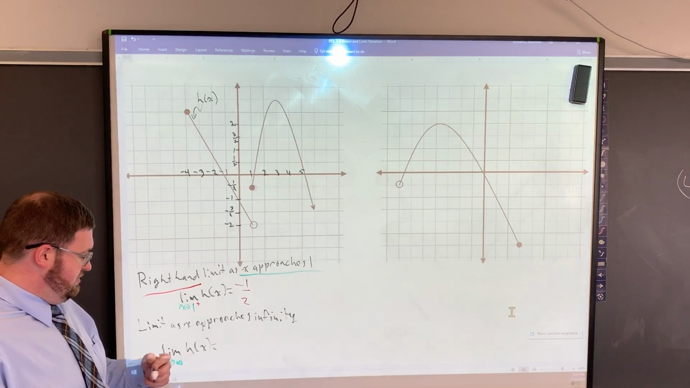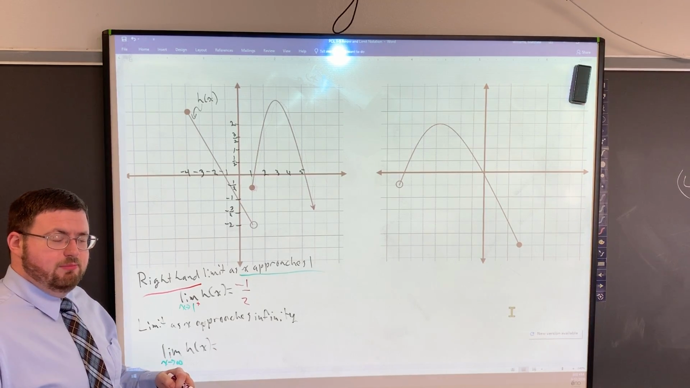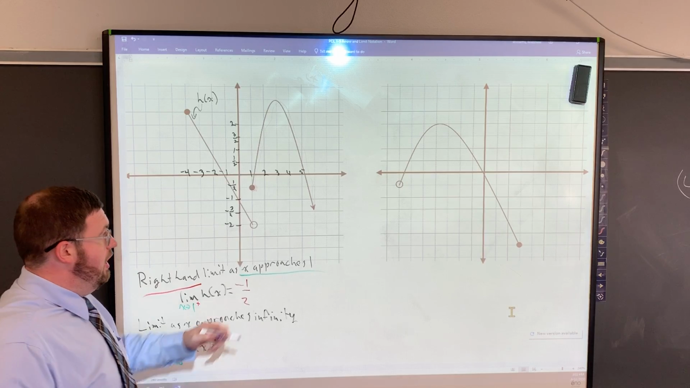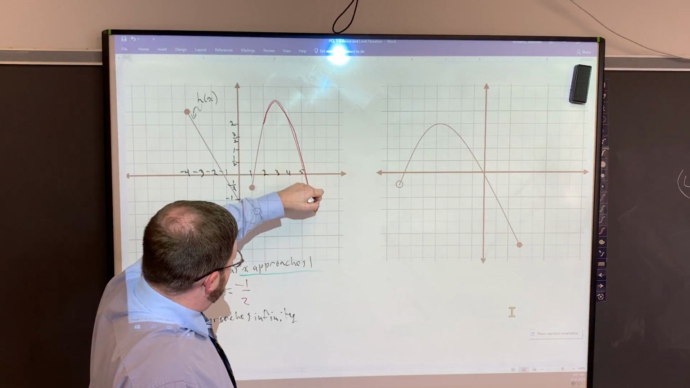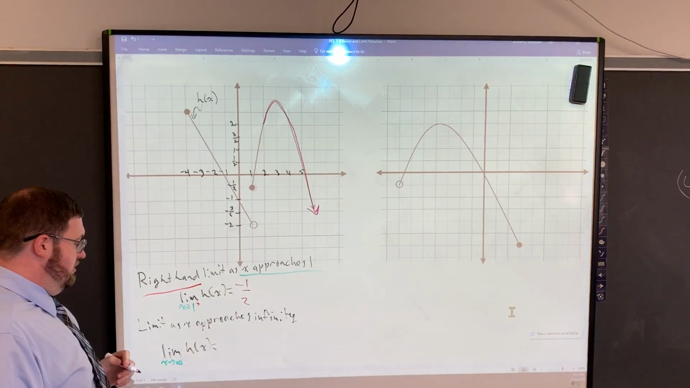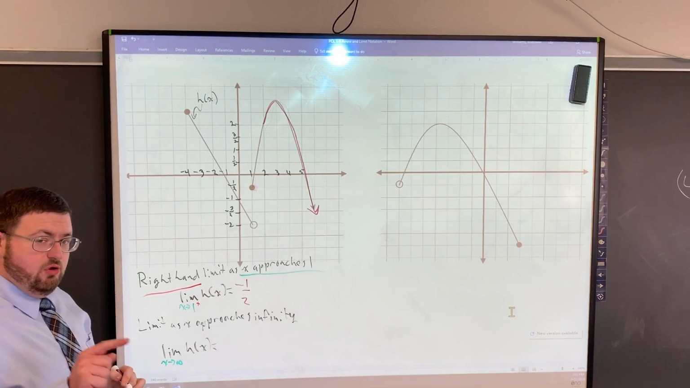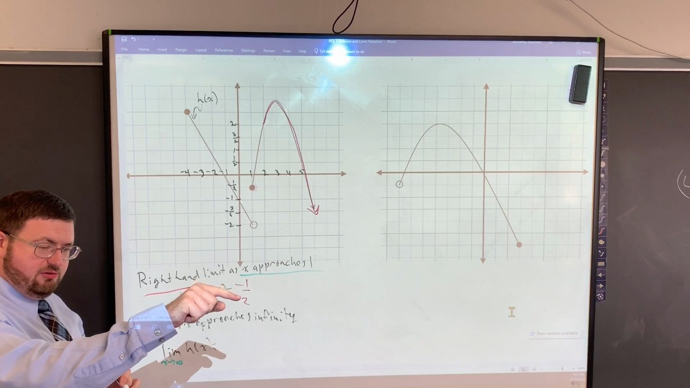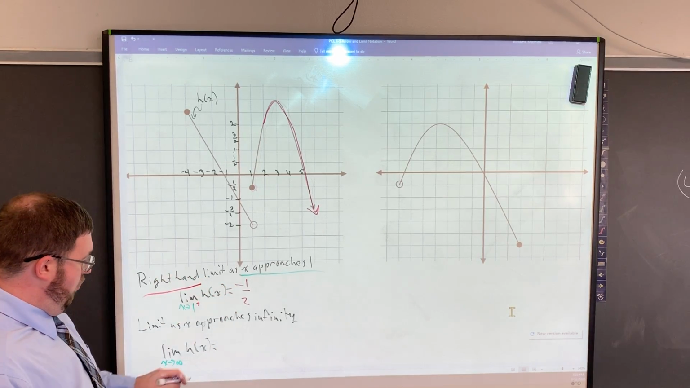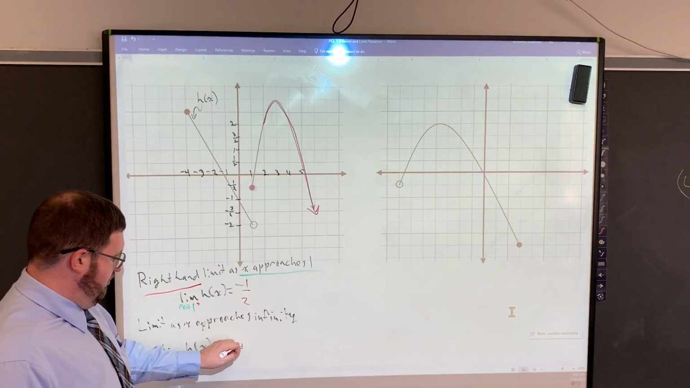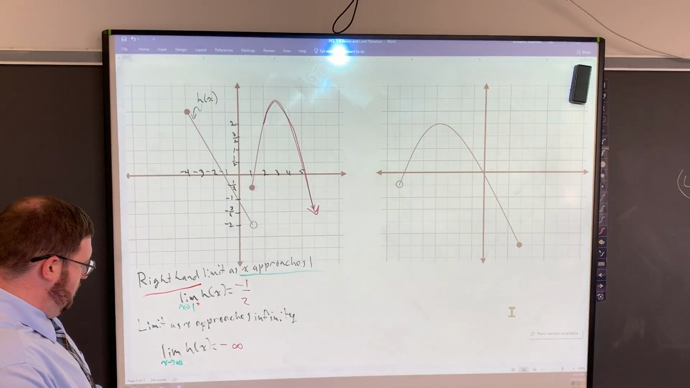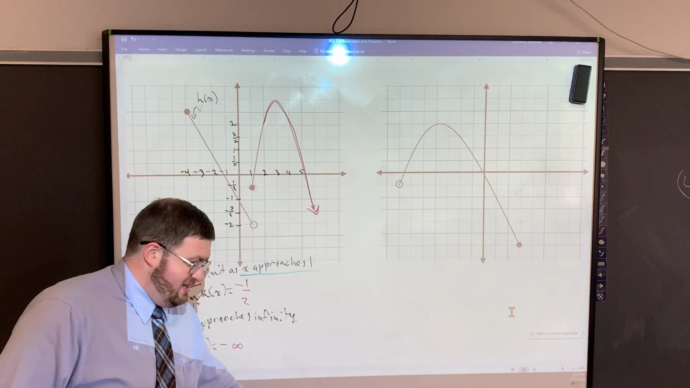So x approaches positive infinity. Remember, x positive infinity is right forever. As this goes right forever, it is also going down forever. So as the x value is going to the right, that's a positive direction, forever, that's infinity. The y value is going down, that's a negative direction, forever, which is negative infinity. So that is limits.